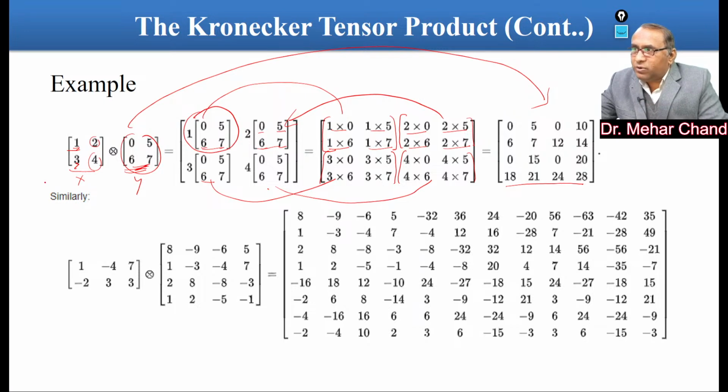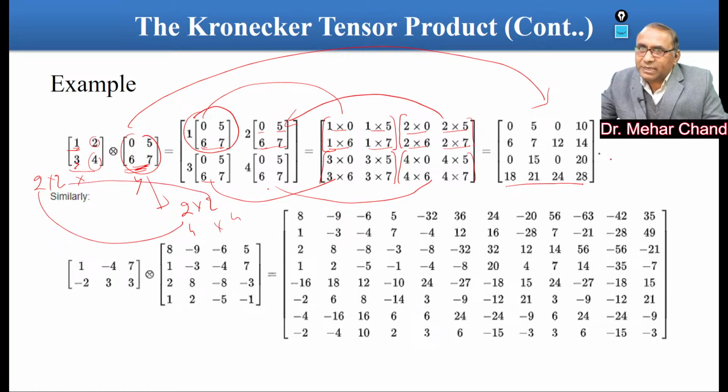So the order of this one is 2 by 2, and the order of this one is 2 by 2. So 2 into 2 is 4, and 2 into 2 is 4. The new matrix is of 4 by 4 order. This matrix is of 2 by 3, and the order of this one is 1, 2, 3, 4 by 4.